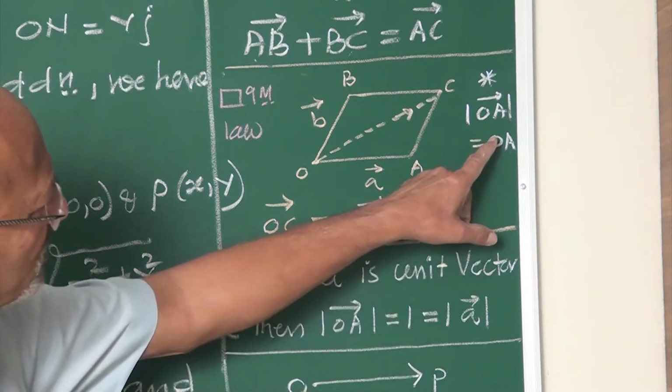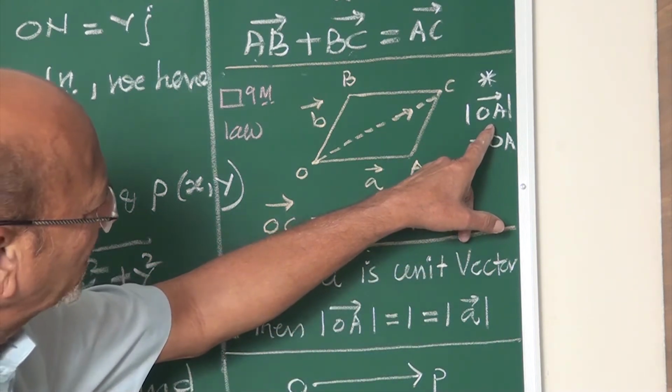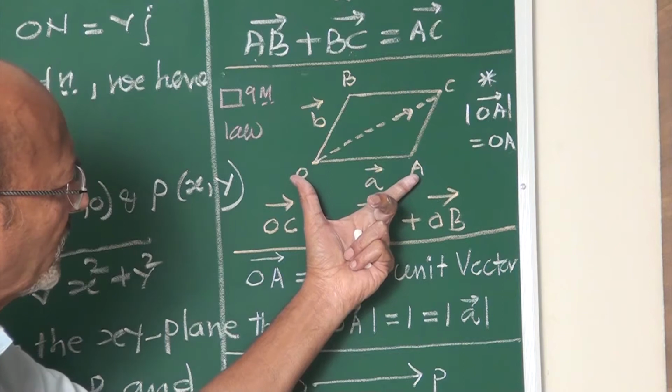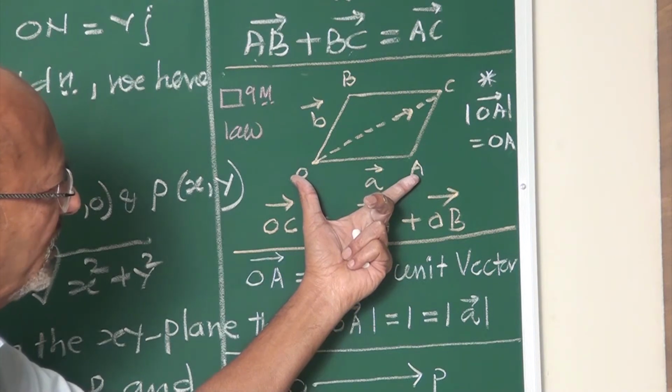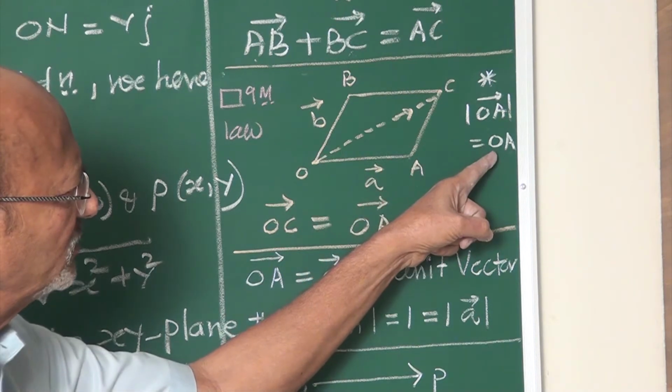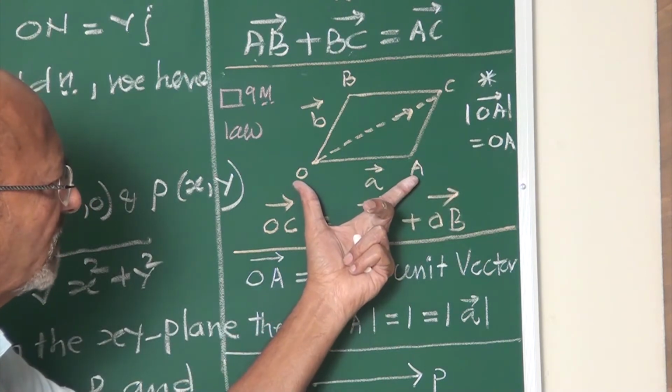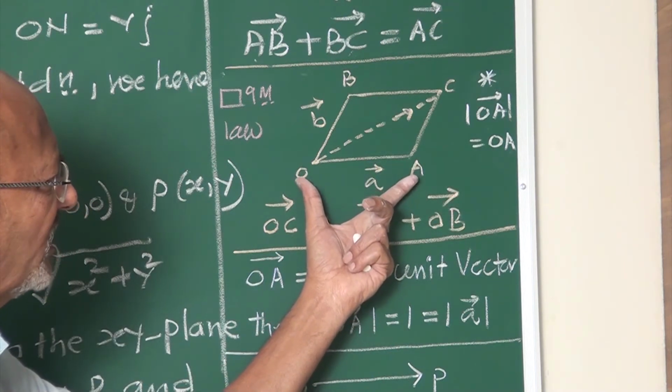Here I have written one more result, my friends. What is this? Magnitude of the vector OA. Magnitude of the vector OA is nothing but the length of the vector OA. This line, length OA.